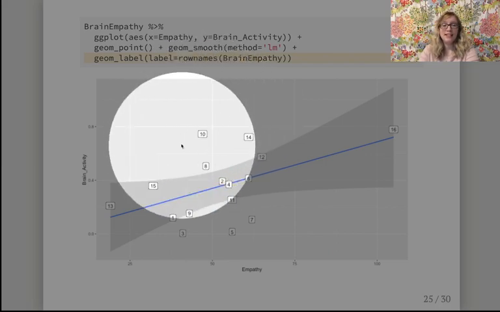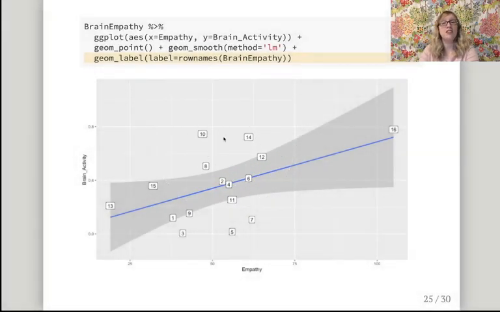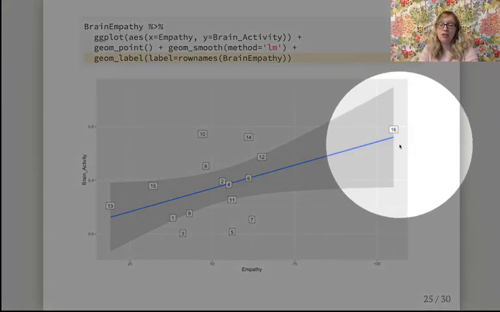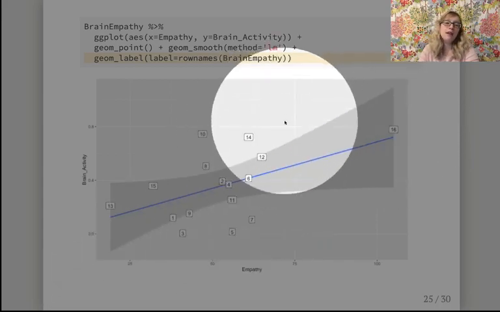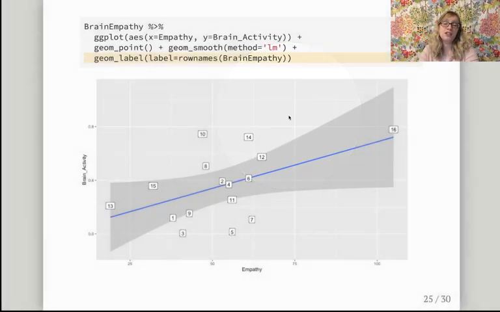Observation 10 has the largest positive residual, still right in line with the trend, so I'm not that worried about observation 10 either. The one I am worried about is 6. What would maybe happen if we removed observation 16 from the model? Would that change our linear regression model? It looks like it probably would.